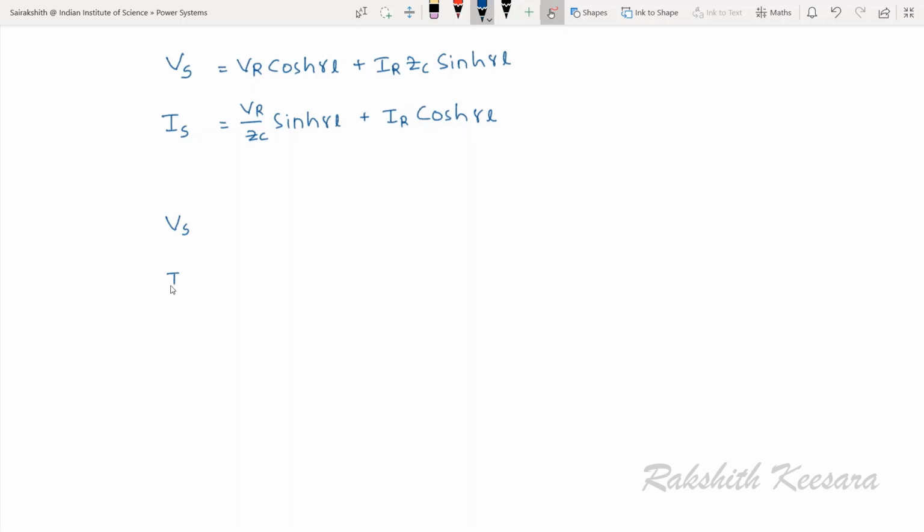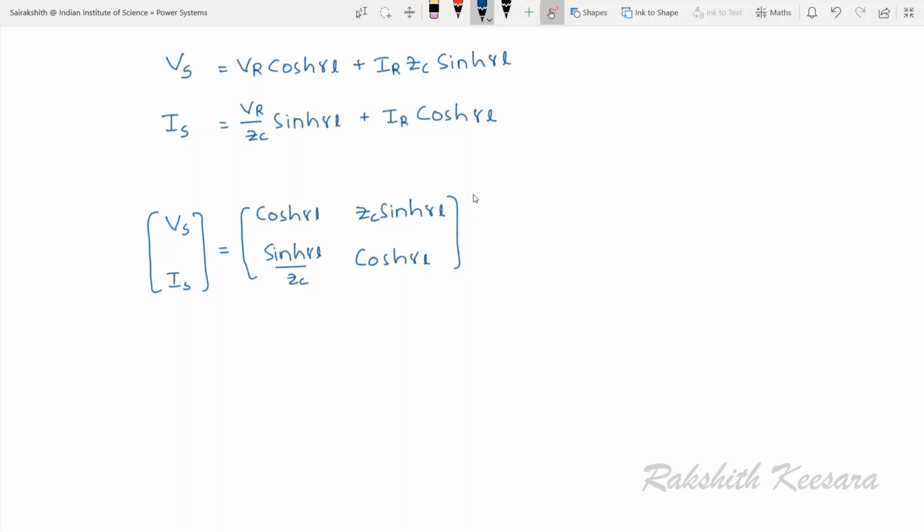From this, Vs Is is equal to the matrix cosh gamma L, ZC sinh gamma L, sinh gamma L by ZC, and cosh gamma L, this into VR IR. So these are our ABCD parameters by exact analysis.